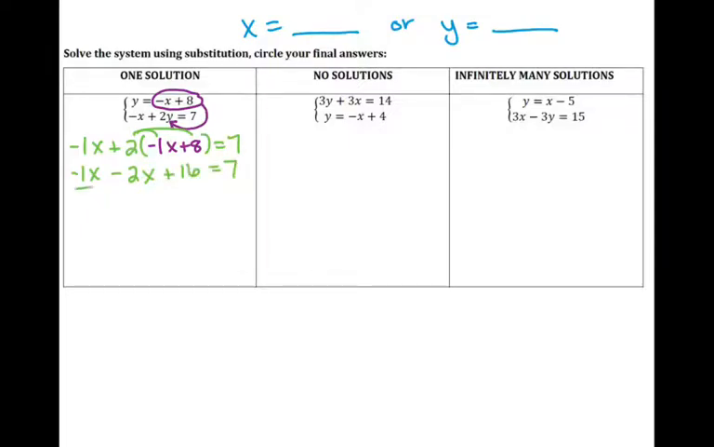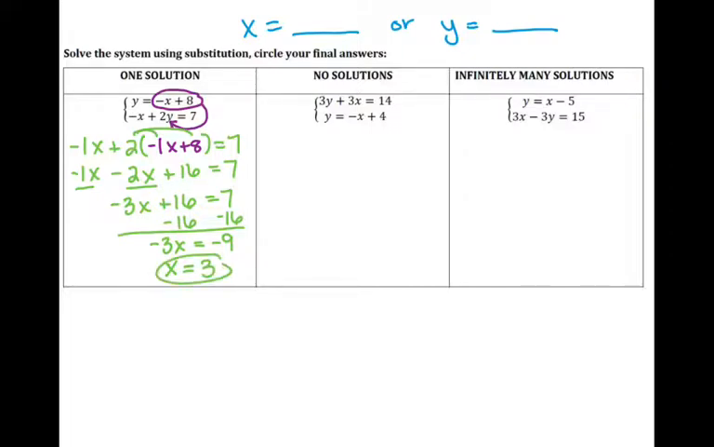I can combine like terms. So negative 1 minus 2x is negative 3x plus 16 equals 7. Subtract 16 from both sides. That gives me negative 3x equals negative 9. Divide by negative 3 and you get x equals 3.